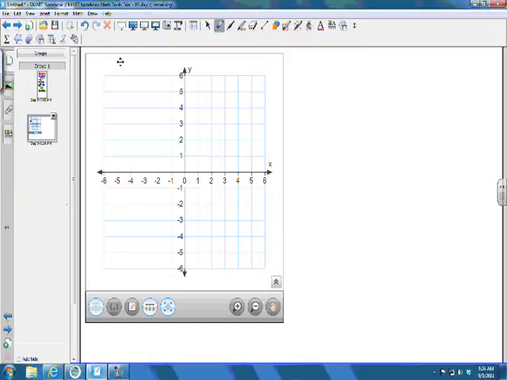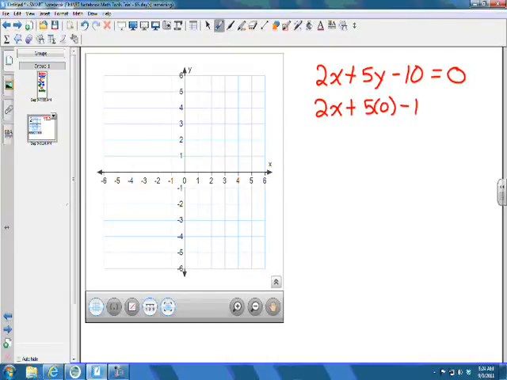So we're going to graph 2x plus 5y minus 10 equals 0. All you have to do on these problems is find the x and y intercept and graph them. So if we're finding the x-intercept, what do we have to do? Make the y 0 and solve it. So we would have 2x plus 5 times 0 minus 10 equals 0. So basically 2x minus 10 equals 0.